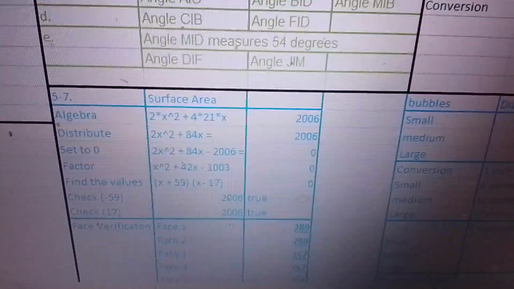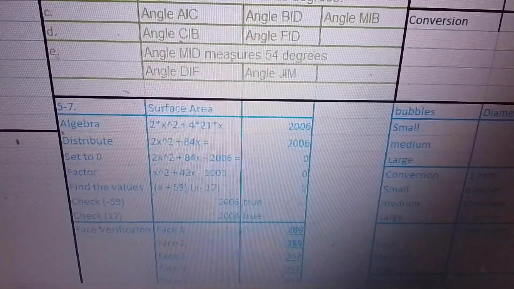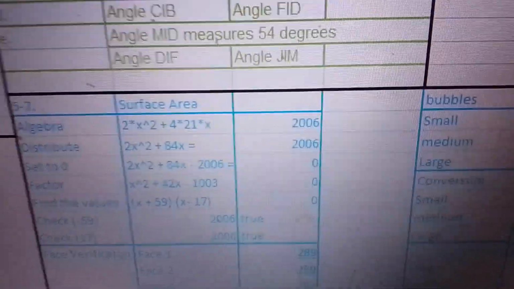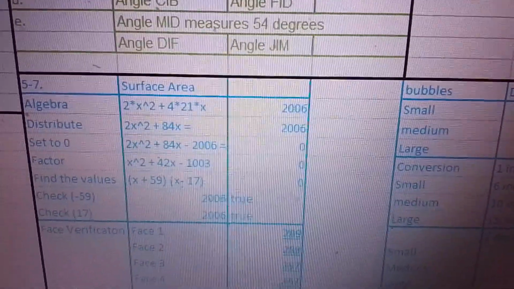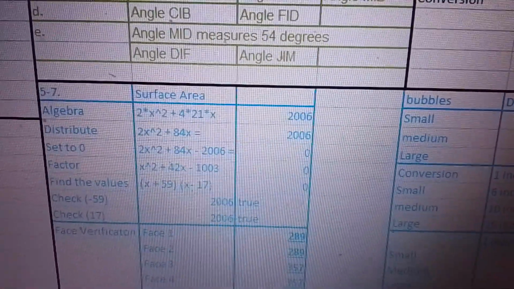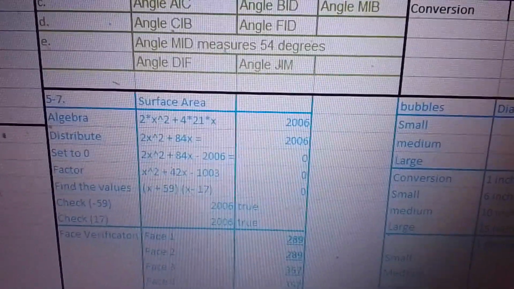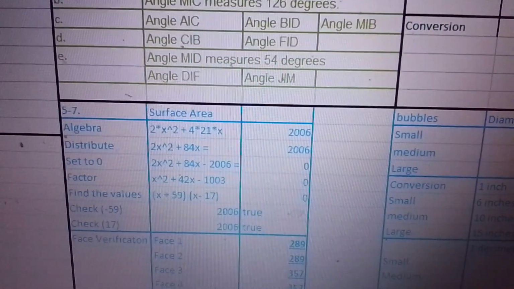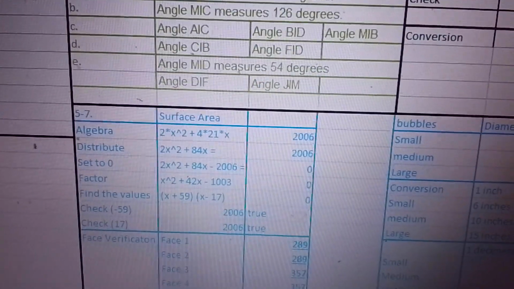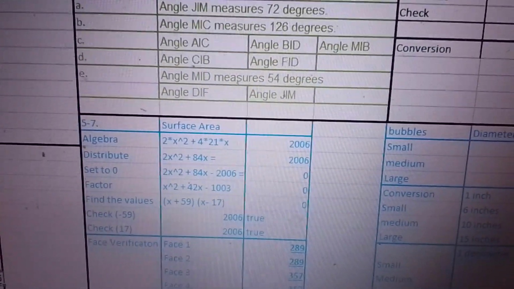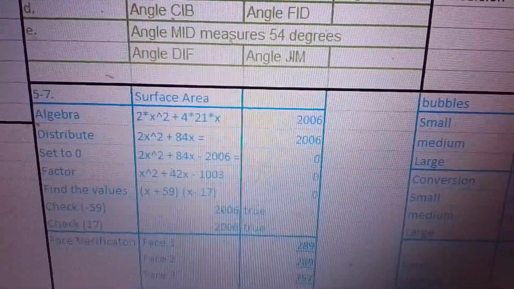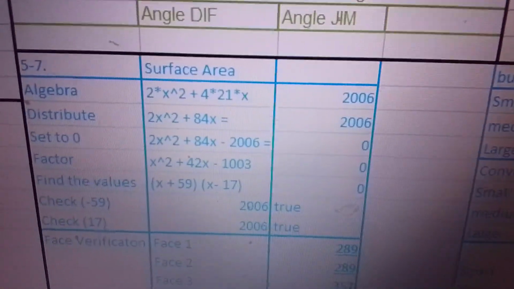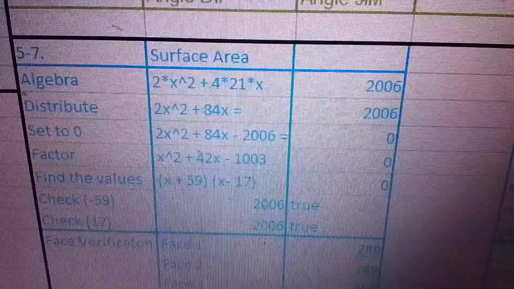So first we distribute. It becomes something like this, then 84x. Then what we do is set it equal to 0, because it's a quadratic equation. That's the reason why we set it like this. So 2x squared plus 84x minus 2006. Then we can factor it by dividing both sides by 2. So 2x squared becomes x squared, 84 becomes 42, 2006 becomes 1003. And now you're just left with x squared plus 42x minus 1003 equals 0. But this is the problem, right?